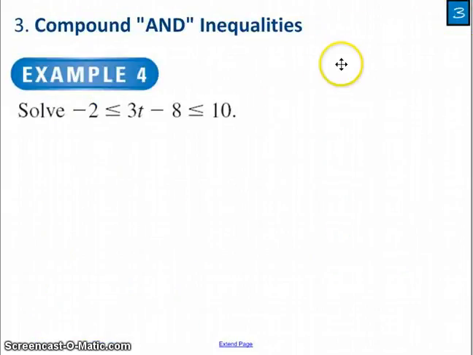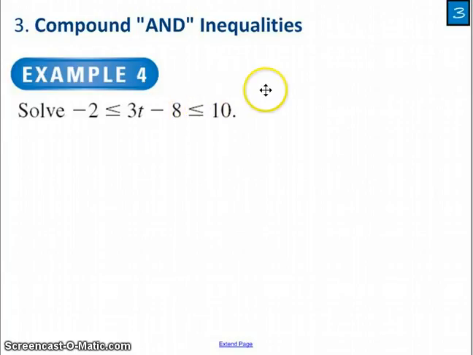We start talking now about compound inequalities. The first type is the AND inequality. The way we would say this is 3t minus 8 is greater than or equal to negative 2 and it's less than 10. That's why we call it an AND inequality. AND inequalities always have the variable in the middle of two arrows that are both going in the same direction.